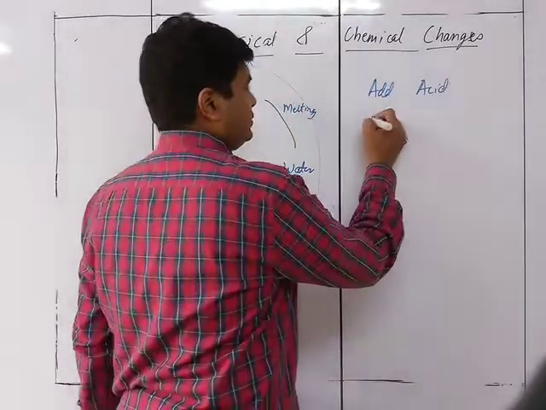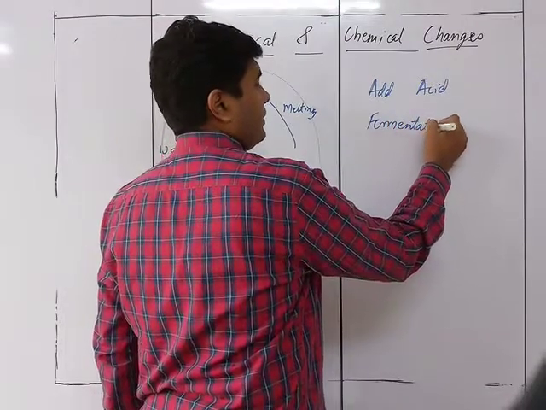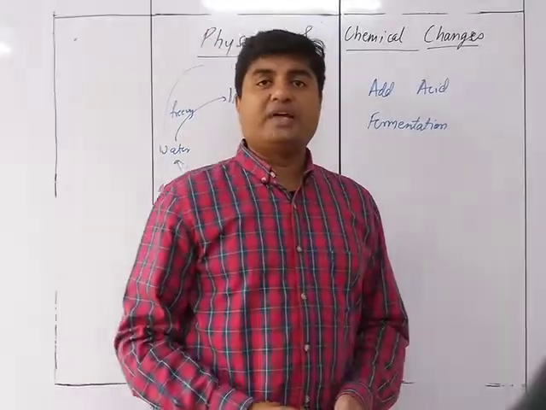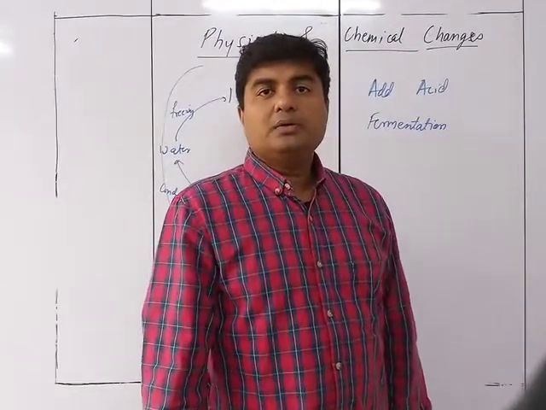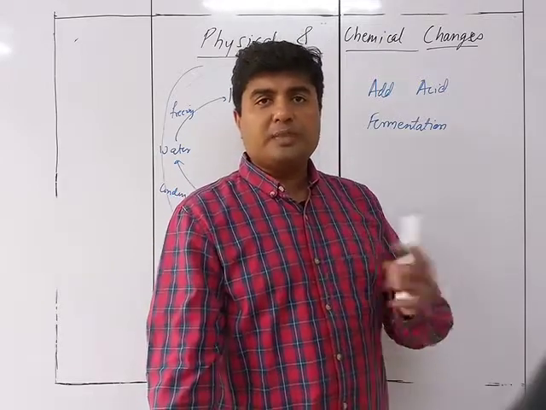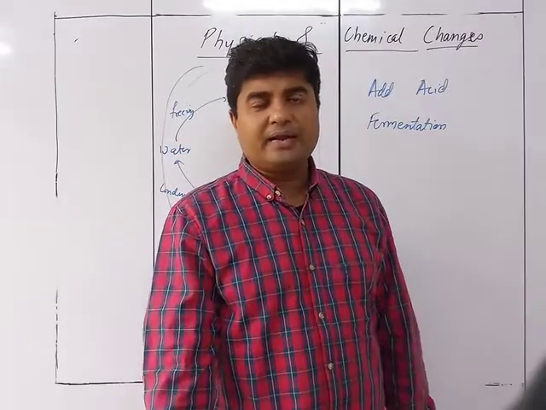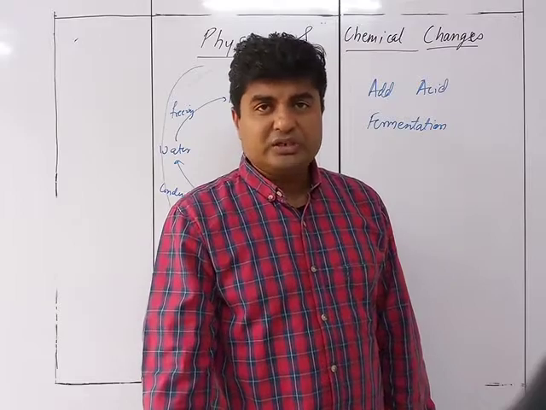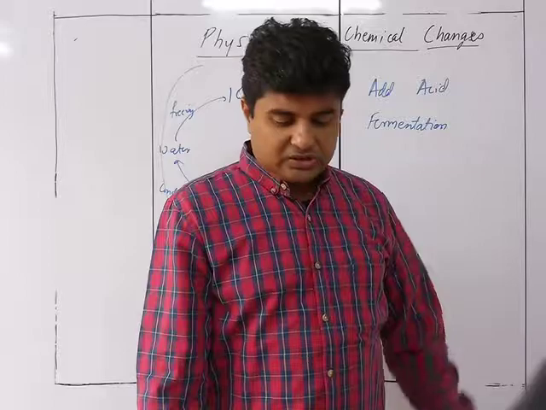Second is fermentation. You know fermentation. What is fermentation? The best example of fermentation is making of dahi, curd, from milk. You add a bit of curd to milk, and the curd starts multiplying and forms into complete curd by the night time. So that is fermentation, a process which is a chemical change.